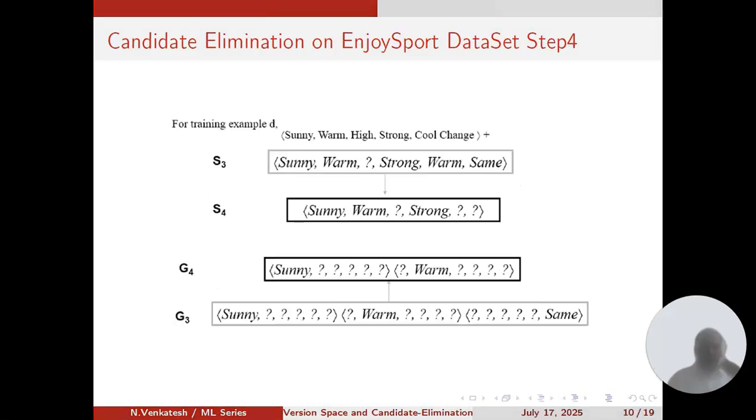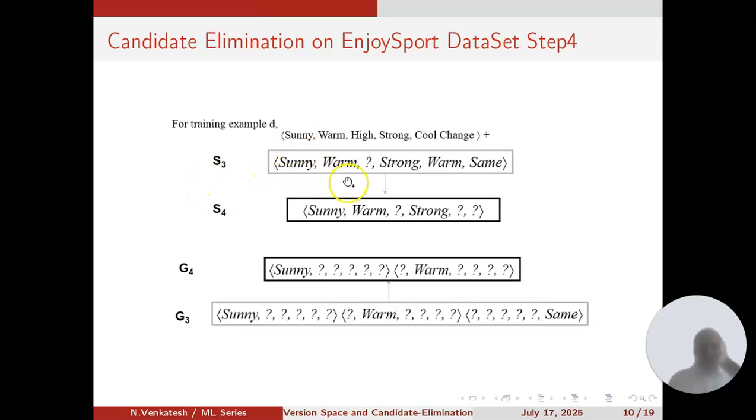Now let us consider the fourth example. When we consider a fourth example, out of these 3 hypotheses in G, the last hypothesis won't satisfy, because here even when the forecast is changed, it is expected to give a positive result. So the last hypothesis won't satisfy. All question marks followed by same, that will be removed. Then we'll get sunny followed by all question marks, warm followed by all question marks. It satisfies because this example is also having sunny as well as warm.